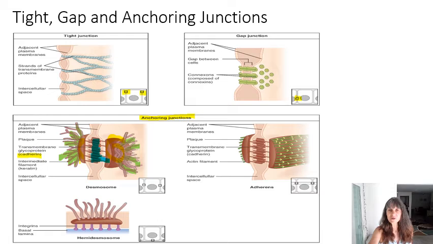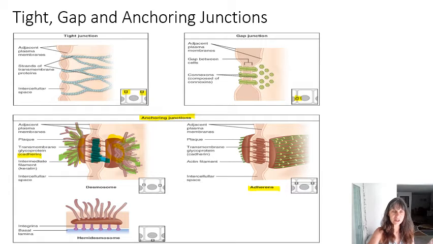There are also special anchoring junctions referred to as adherins. Adherins are special anchoring junctions because they have actin filaments, and actin filaments can move and change shape, and so the adherens junctions can actually help change the shape of the epithelial tissue, and they can also be involved in changing the shape of cells during mitosis.